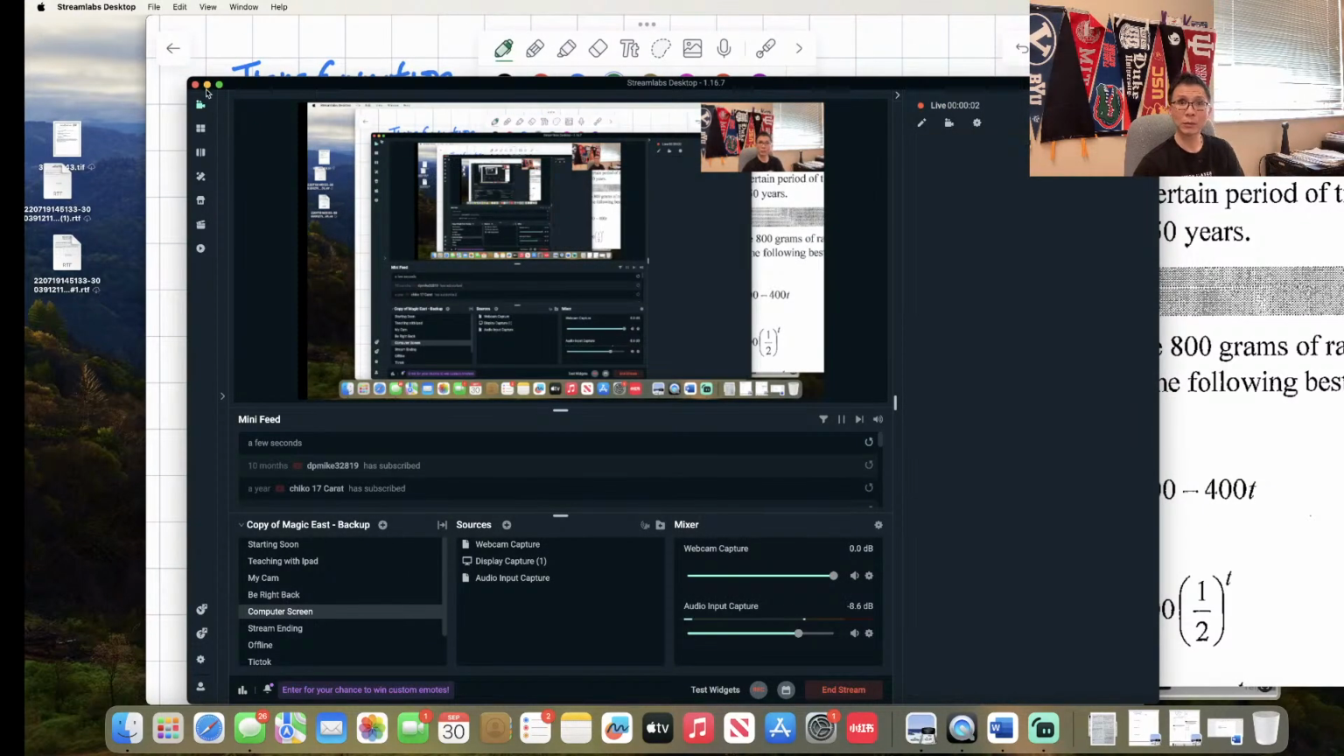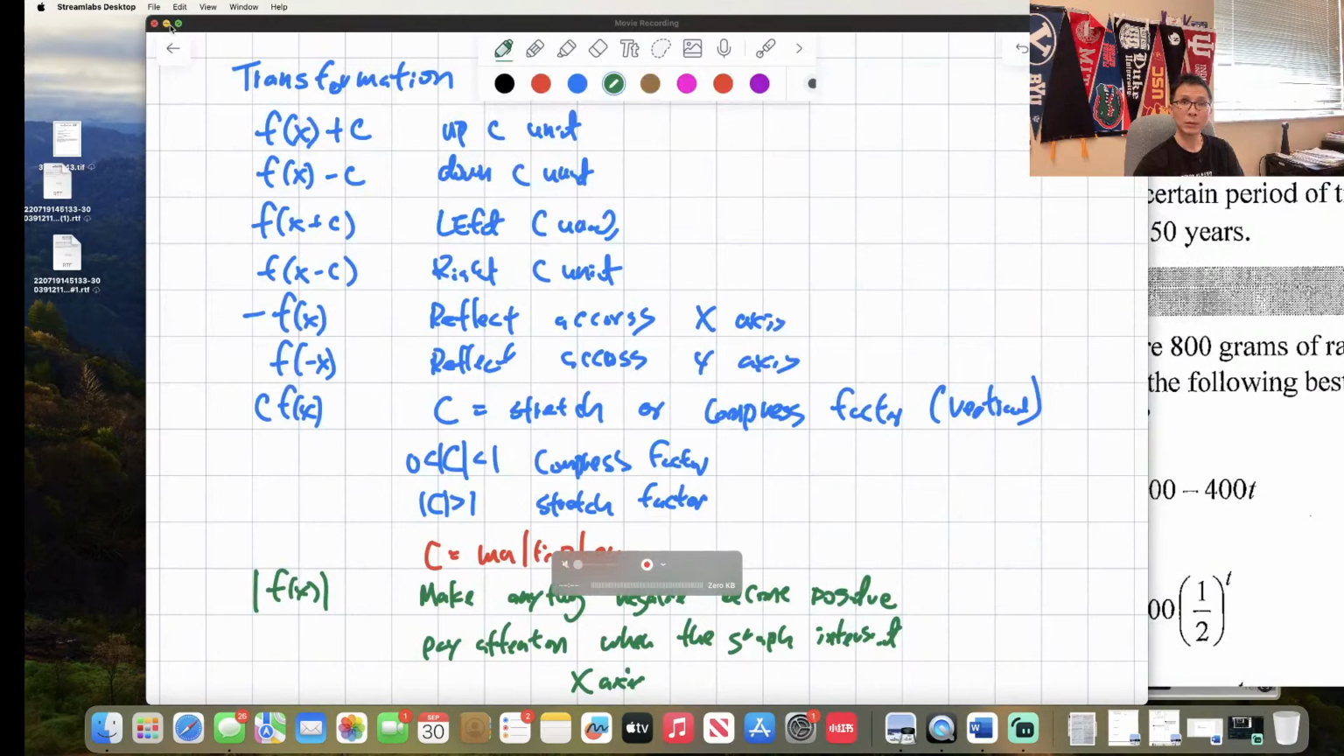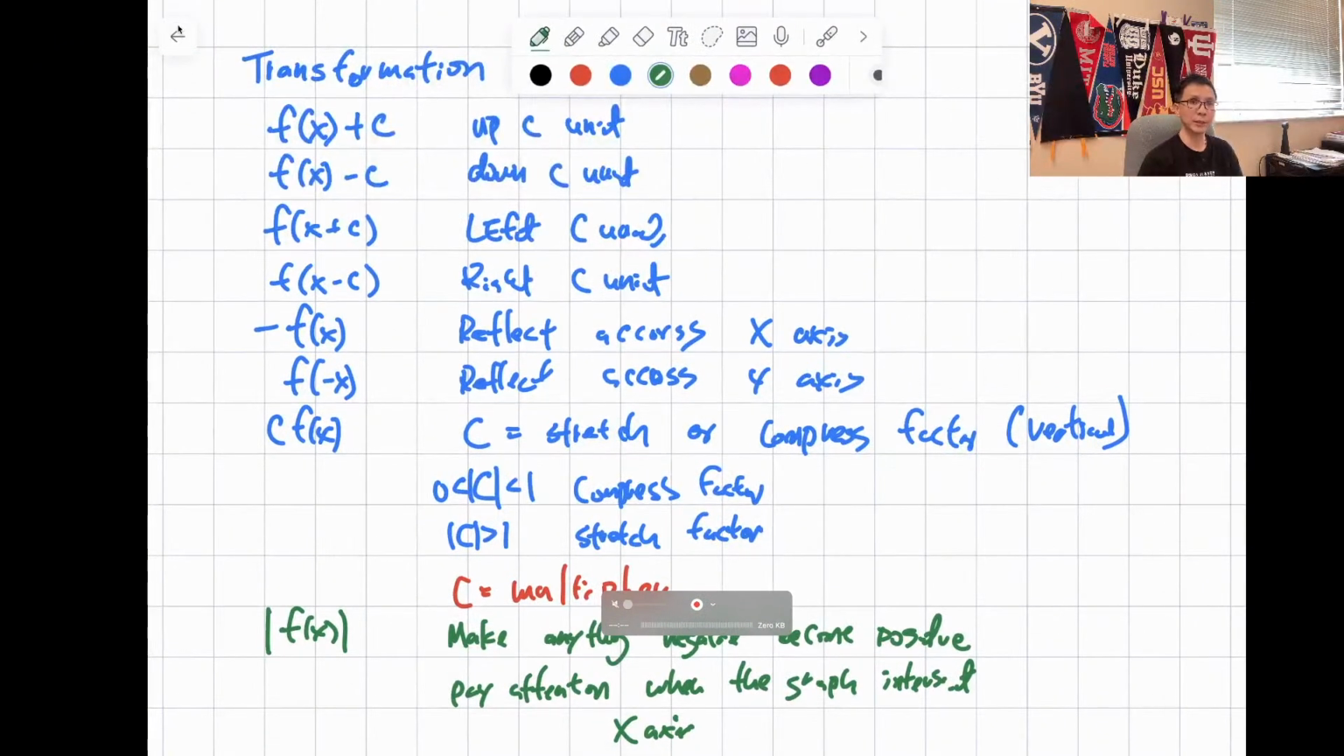So we are starting with moving. Let's review everything. F of x plus c is make c units up. F of x minus c is making c units down. Now inside the parentheses is always opposite from the sign.